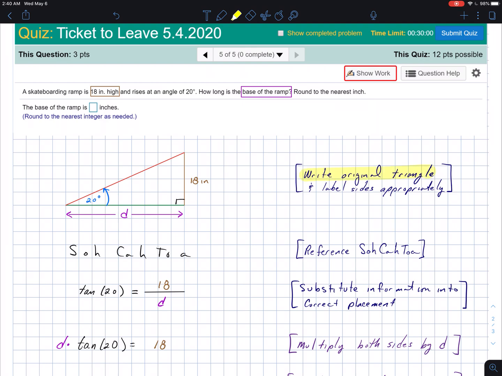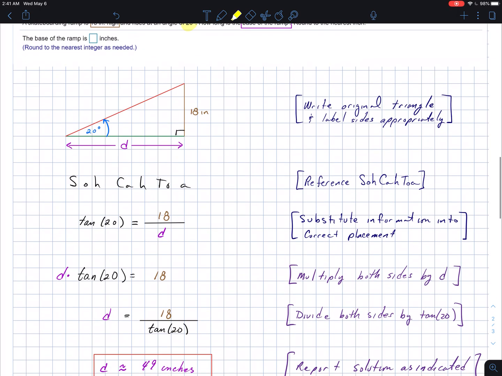So we write the original and we label all the sides appropriately. And that's what I did. The height has to be 18, that's the distance here. And we know that the base of the ramp is what we're looking for. So I labeled that D for distance. Okay? The one thing we do know is that the angle that it is rising is at 20. So now that we have everything put into place, we reference SOHCAHTOA.